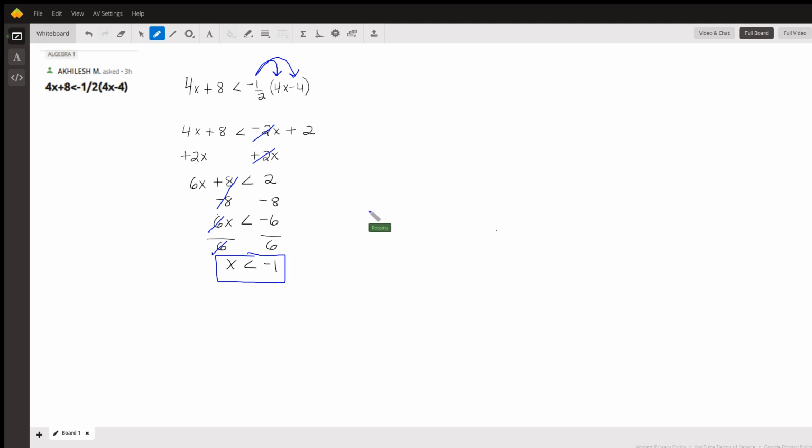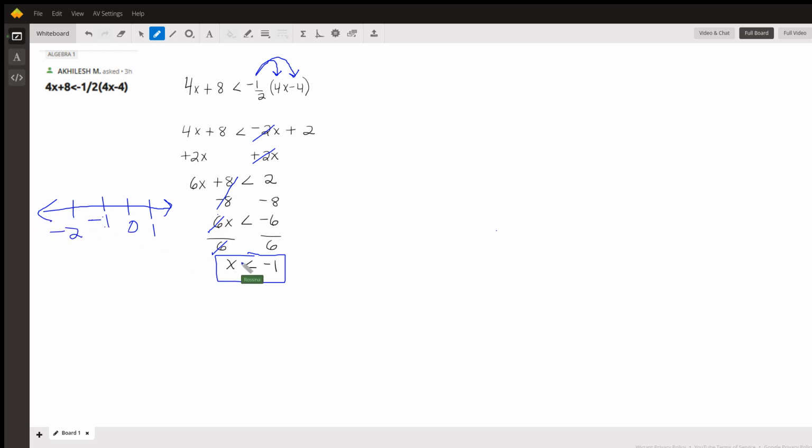Now, if you are being asked to graph this solution, we would do so as such on a number line. Basically, we can put the negative 1 in the middle. And we'll have 0 to the right, and so on and so forth, the rest of our numbers down the line, negative 2 to the left, negative 3, and so on and so forth.